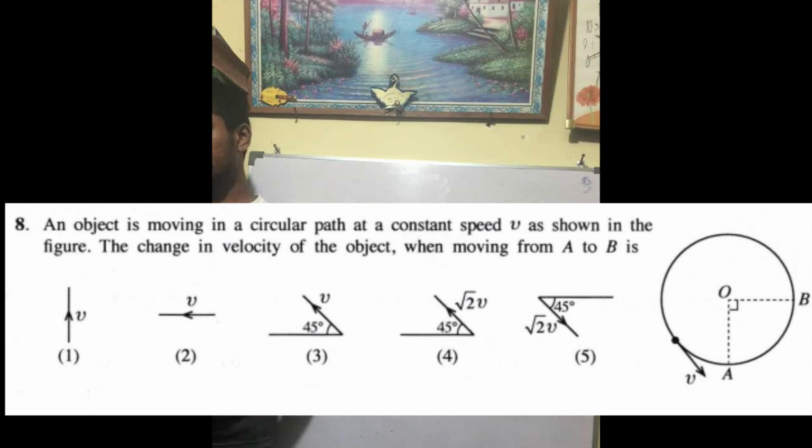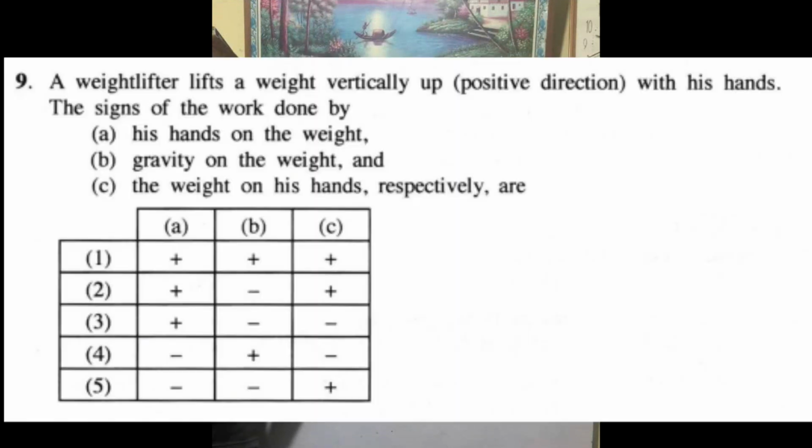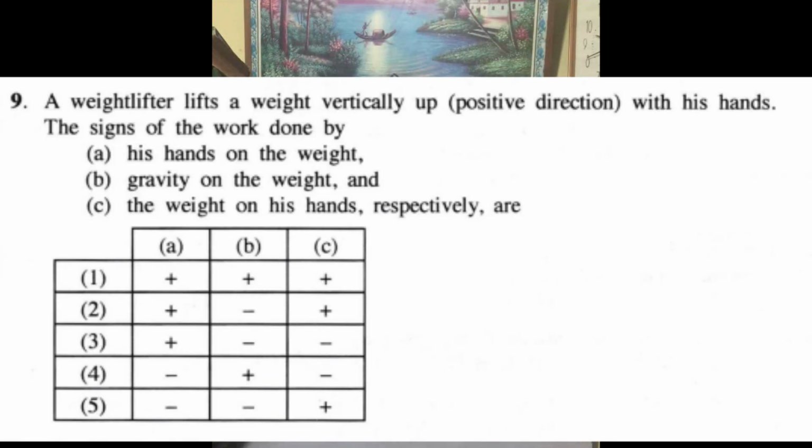So the next question: a weightlifter lifts a weight vertically up, right, in the positive direction. So they are considering the upward direction as the positive direction. So I am going to mark that at this point, right? With his hands, the sign of the work done, right?